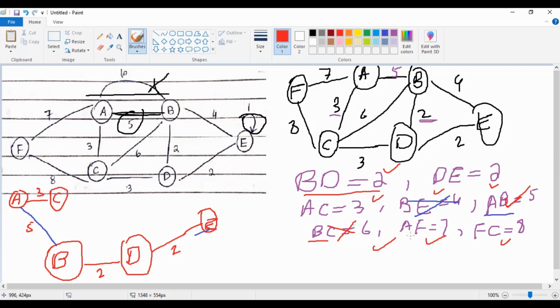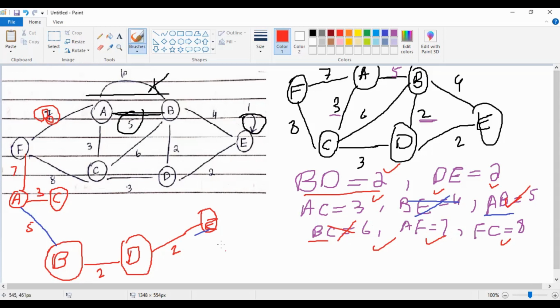Now the question for A and F. Will I connect A and F? Yes, A and F I am connecting because F is not present. So let's say this one is F. Here I connected A with F, which has a weight of 7. So this is what I have connected.